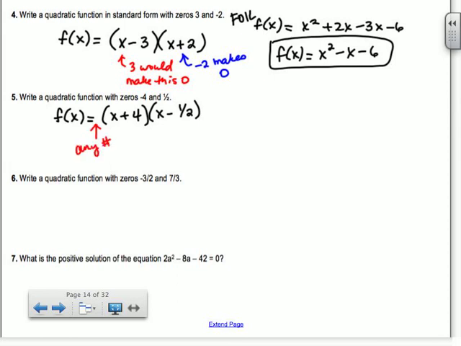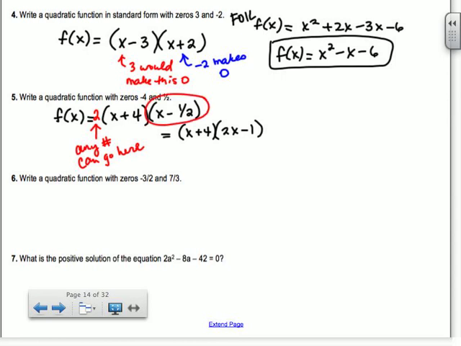What's the smallest one that would be really convenient for us? 2. So if I put a 2 there, that means I'm really going to have x plus 4 times 2x minus 1. So I multiplied it into the second part here.